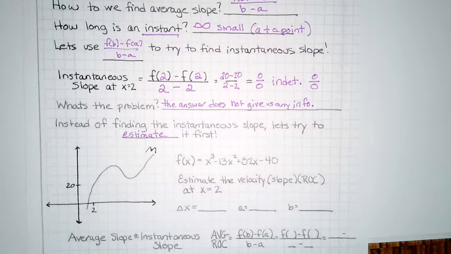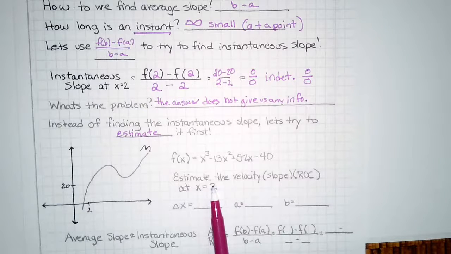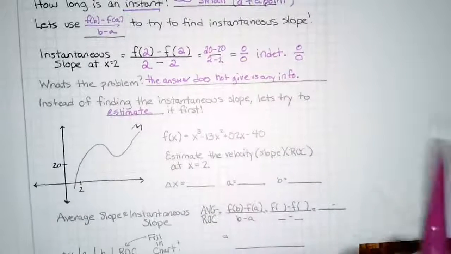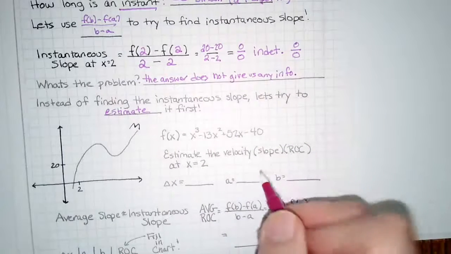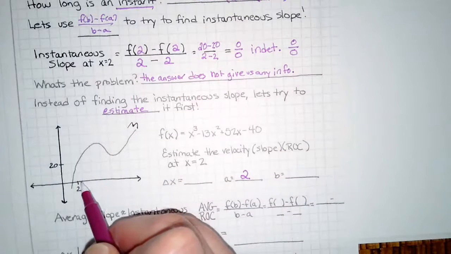Okay, we're going to try to estimate the slope at x equals 2. The way we're going to do that is we're going to pick a point, 2. So A will be 2. And we're going to pick a point just a little teeny bit past that.